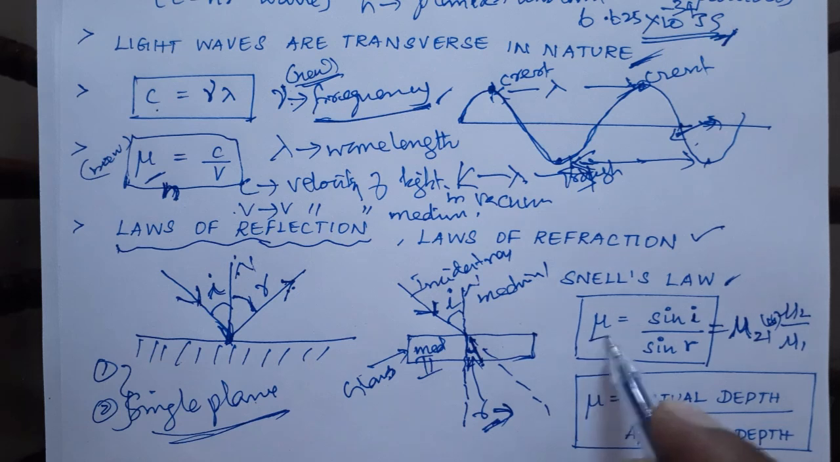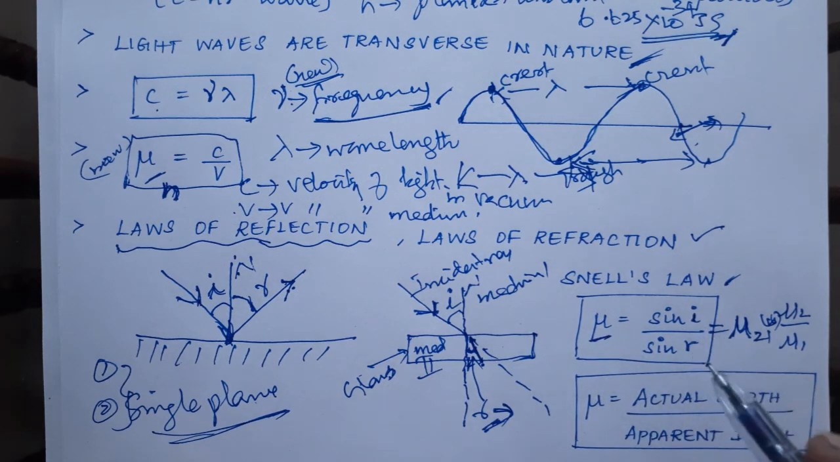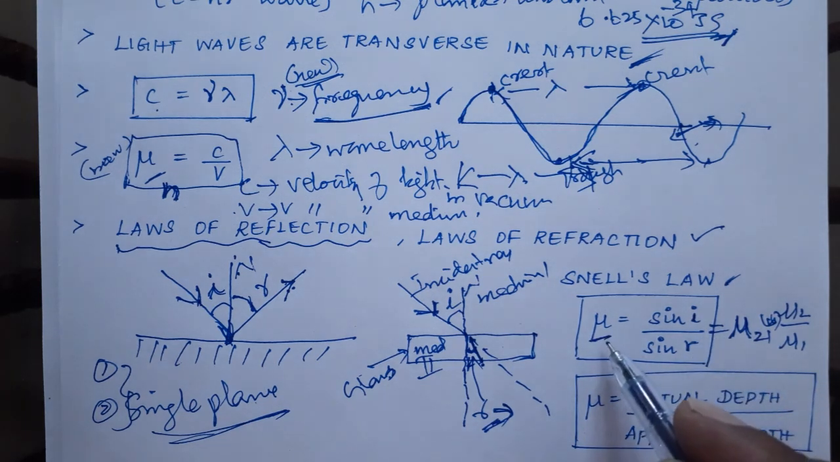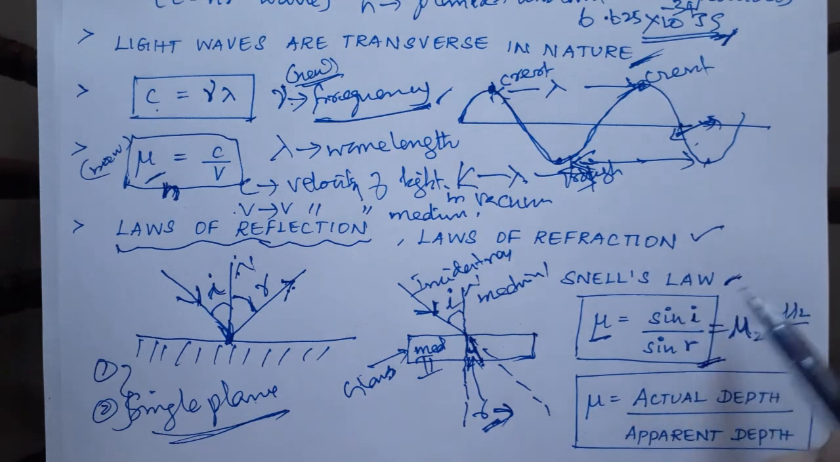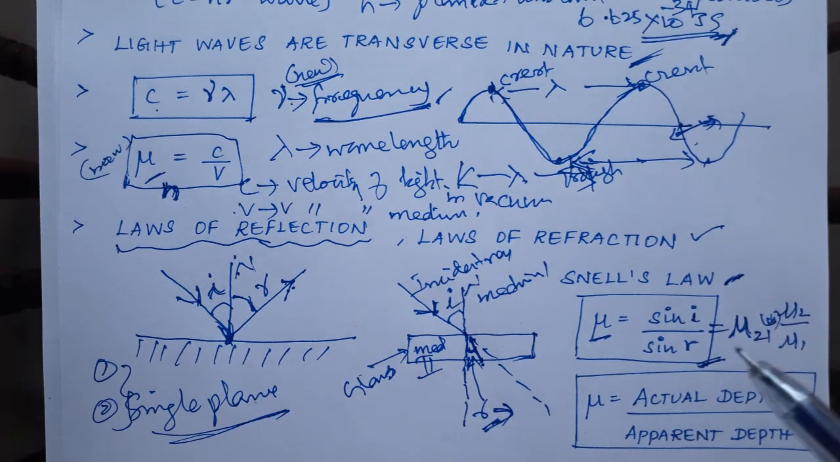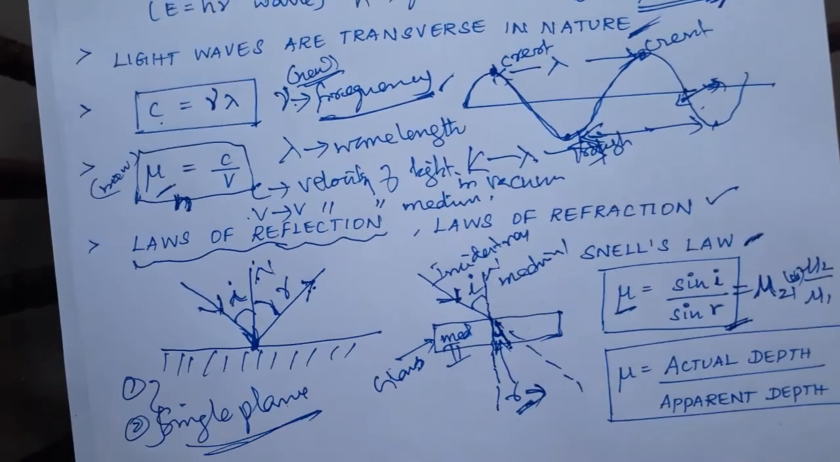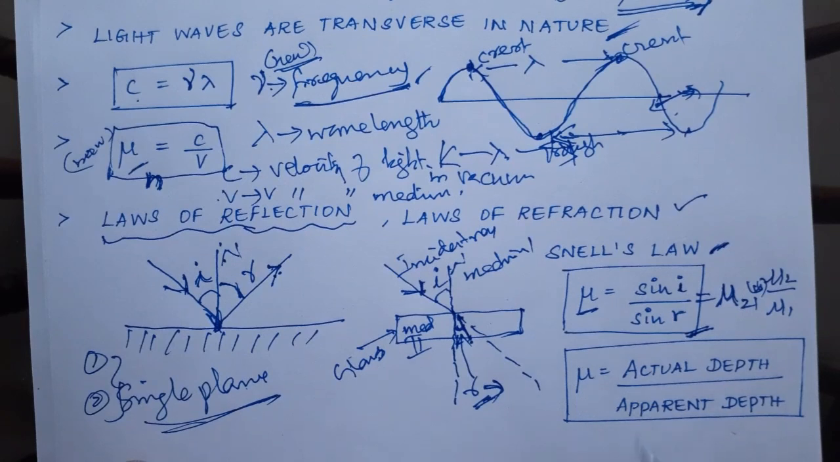So simply mu is sin i by sin r, where mu is the refractive index of the second medium, equal to the ratio of the sine of the angle of incidence and the sine of the angle of refraction. This famous law was devised by Snell. This is Snell's law. So there are another two definitions for refractive index, in terms of actual depth and apparent depth.